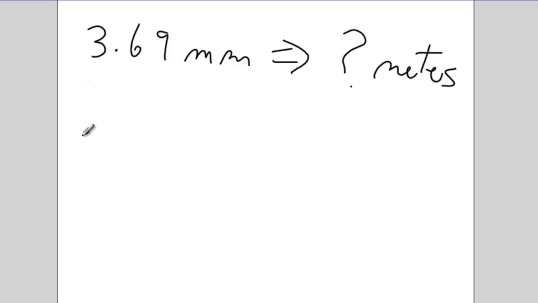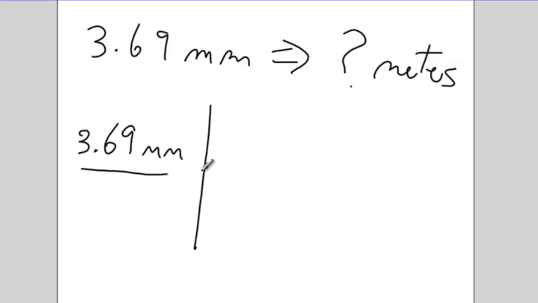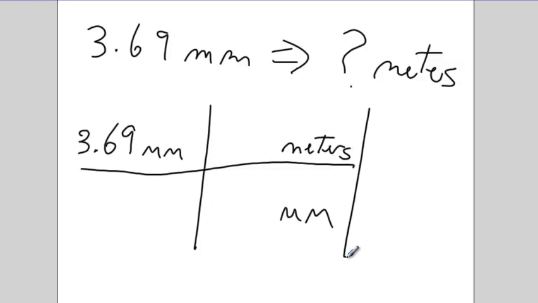Okay, so again, 3.69 millimeters. There's my given, so it goes in that first thing right there. Millimeters is here, so I'm going to put millimeters down there so I can cancel it. I'm heading to meters, so I'm going to put meters up here. Now I need the top and the bottom to be equal.